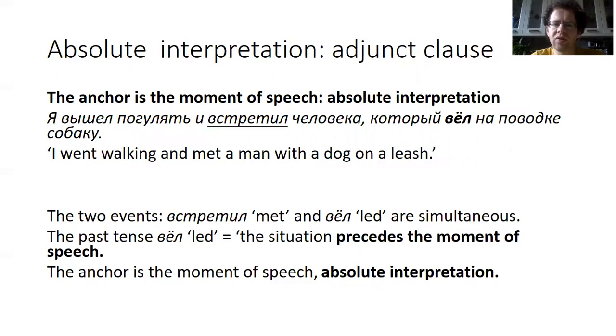Let's have first an example of the absolute interpretation in adjoining clauses. So you have a construction with a relative clause with the pronoun который. Я вышел погулять и встретил человека, который вел на поводке собаку. I went walking and met a man with a dog on the leash. The two events, встретил and вел, are simultaneous. So the past tense form вел in the embedded clause does not mean that the situation in the embedded clause precedes the situation in the main clause. By contrast, the situation in the embedded clause, вел на поводке собаку, precedes the moment of speech. So the interpretation of the tense form is based on the moment of speech, and the interpretation is absolute here.